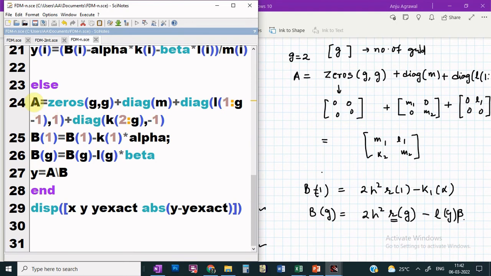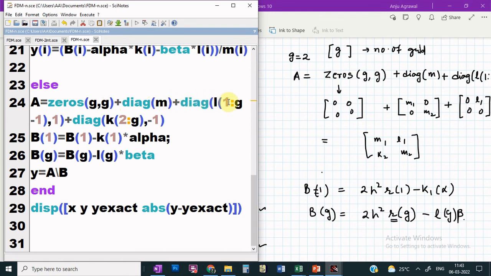But for the other cases when n is greater than 2, it may be 3, 4 and any value, for that we have written down this general matrix, and it is this matrix which we have to understand. So A, we are creating by the zeros matrix, and the order of this matrix is the number of the grid points we have. Then for the diagonal elements we are using the vector m.